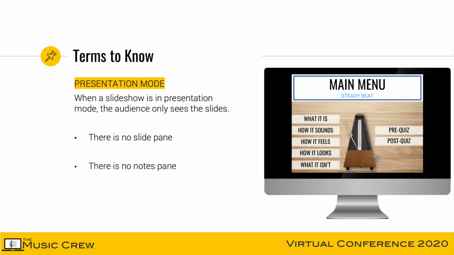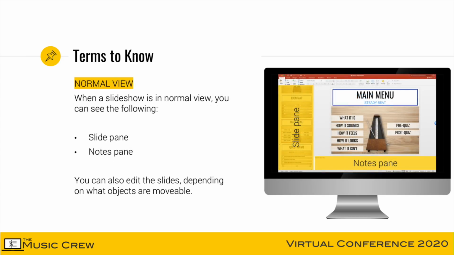And that's different than what we would call normal view, which is the view we see as we're creating presentations. So we have a slide pane, and we have a notes pane, and we have toolbars at the top where we can edit the slides and move the objects all around. And so when we have our students looking at our presentation, we don't want them to be able to do those things. So we want to create a forced presentation mode.